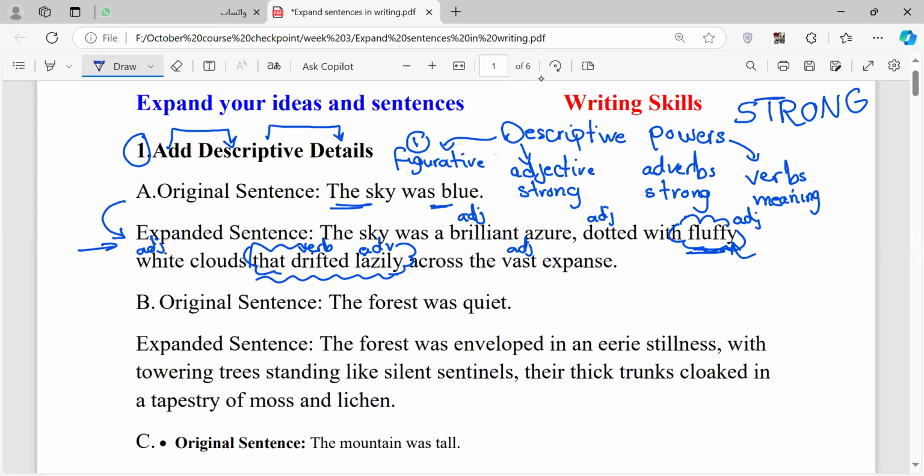The question is still why he used these adjectives. Try again, Abdullah. To create an image. Yes, thank you. To create an image. Thank you, Abdullah. Yusuf, what do you think?